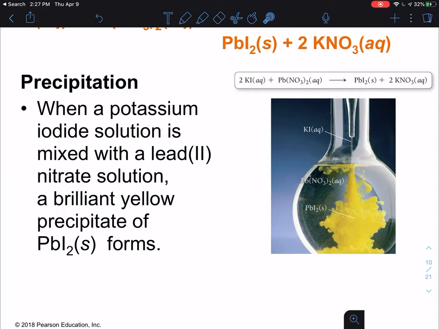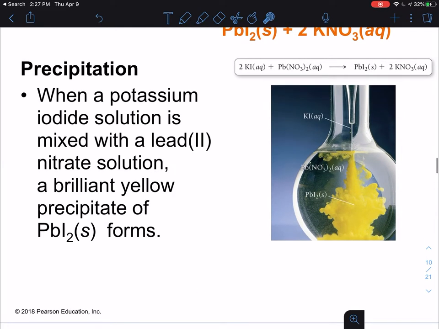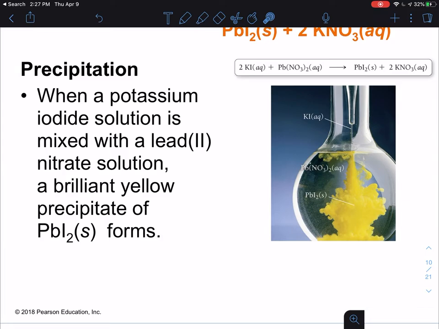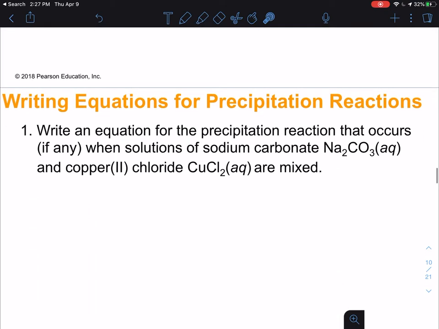We have a beaker that was filled originally with lead nitrate, and then we have another beaker with a pipette that was filled with potassium iodide. Both were aqueous solutions. Then we mix them together, and as soon as we mix them together, the lead that's originally dissociated reacts with the iodide that was dissociated in the first solution, and this bright yellow precipitate forms, and that is the lead iodide. That's the solid lead iodide.